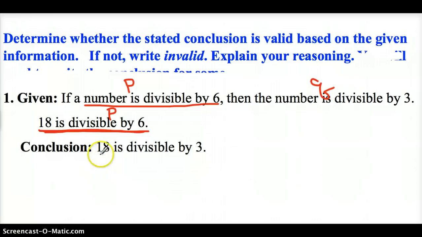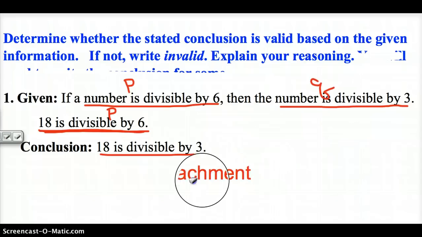And then notice here, 18 is divisible by 3, and that is the Q part. The specific number is 18, and it is divisible by 3. So this example is detachment. Notice how the if-then statement is becoming detached, separated, and then I'm using specific examples, which are my 18.